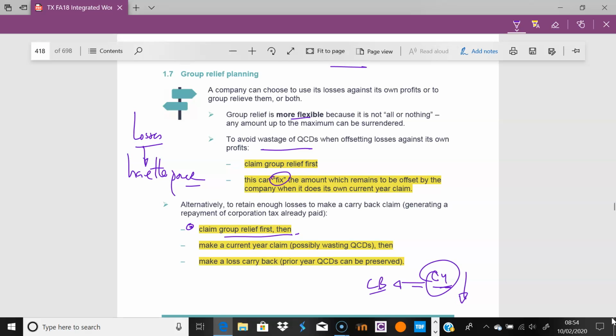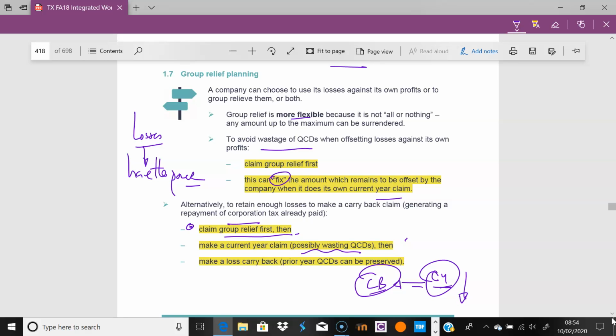So the question here is, what I'm going to do is give group relief first, making sure, again, that you will always suffer. Before you can carry back, you have to use it against all your current claims, so unfortunately you probably always lose your QCDs there. But at least you will be able to fix, to a certain extent, what you can use against your current year claim. It depends on how much your losses are.